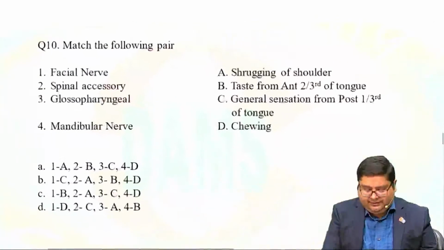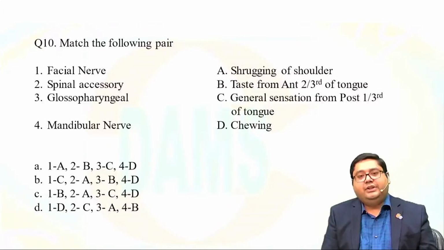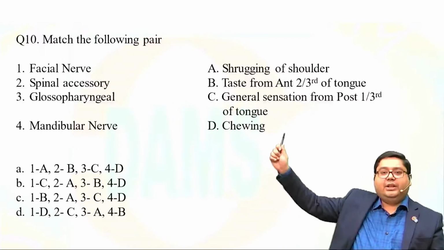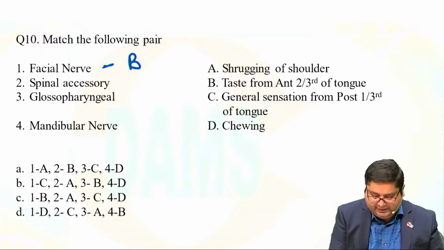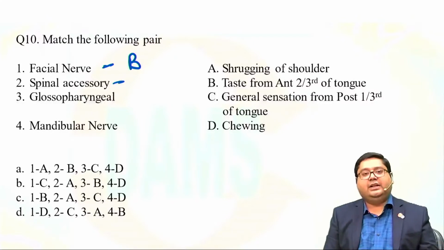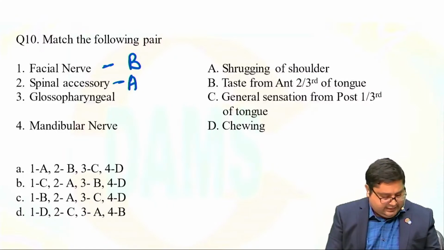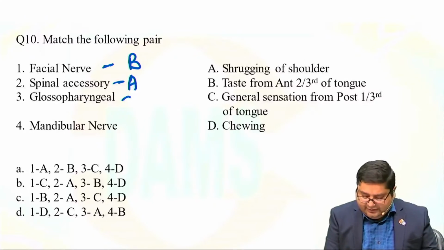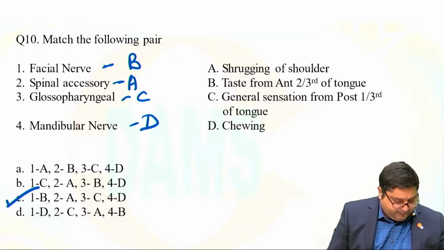Now this question where the nerves and the actions are given is again an important part. Facial nerve will be giving one branch which is chorda tympani, responsible for taste from the anterior two-thirds of the tongue. So one will go with B. Spinal accessory supplying the trapezius muscle required for shrugging of the shoulder, A. Alright, glossopharyngeal nerve from the posterior one-third of the tongue, that will be C. Mandibular nerve for chewing, D. That's why the answer will be C. Correct?